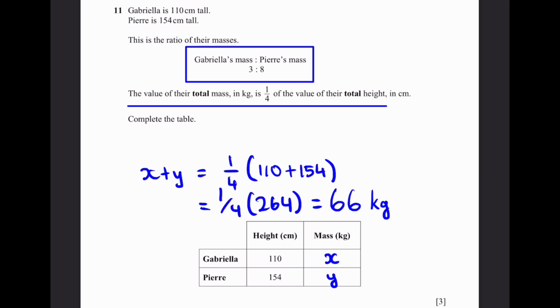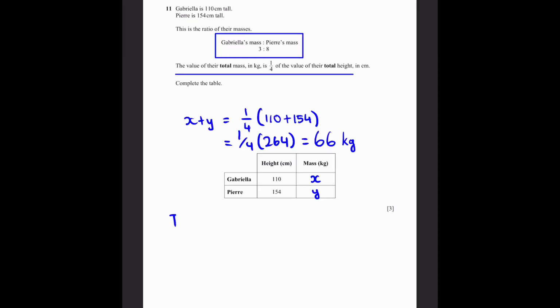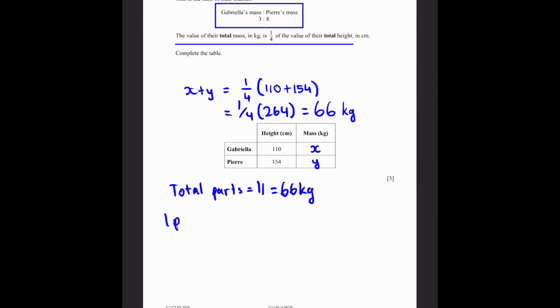And then divert your attention to this one over here. Gabriella's mass is to Pierre's mass equals 3:8. So Gabriella's mass is 3 parts and Pierre's mass is 8 parts. Total parts is equal to 11, which is equal to 66 kg. So 11 parts is equal to 66 kg. 1 part is 66 by 11, which is 6 kg.